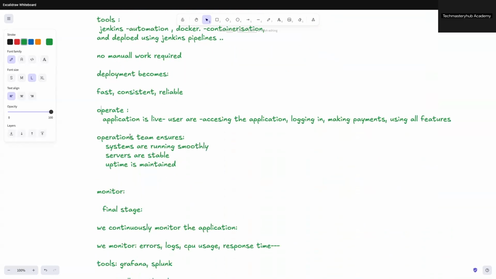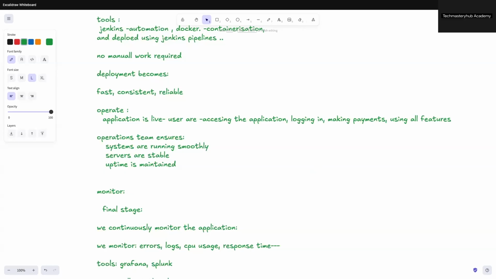So the next stage is operate. The application is live. Users are accessing the application, logging in, making payments, using all features. The operations team ensures systems are running smoothly, servers are stable, and uptime is maintained. So this is the operate stage.